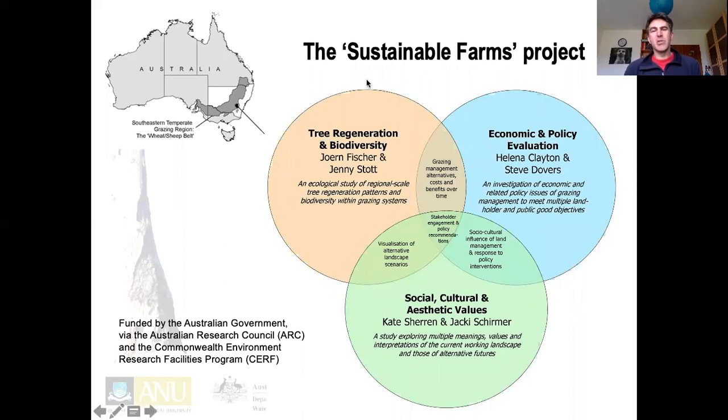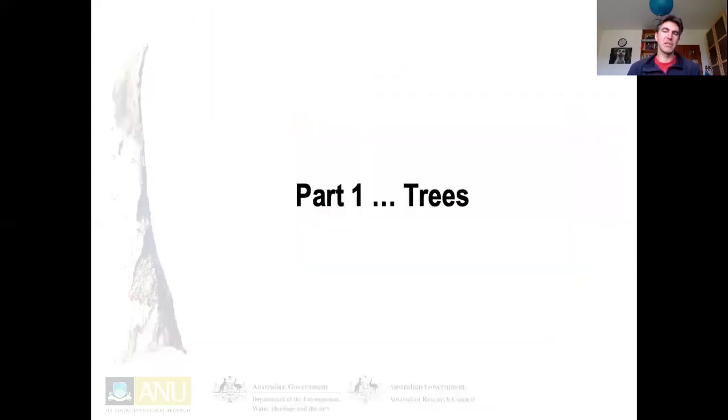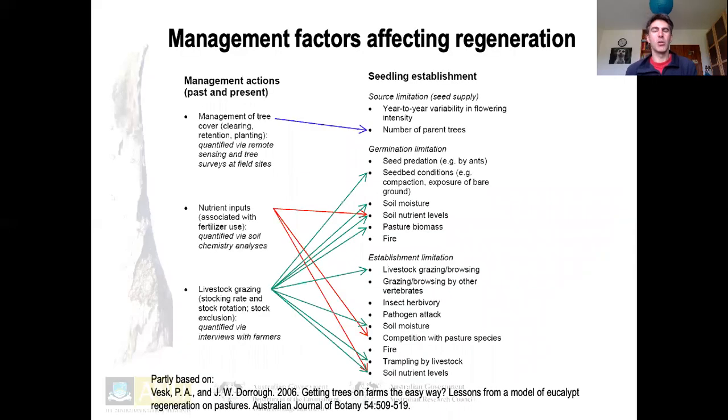We were looking at tree regeneration and biodiversity, also at economic and policy issues and social and cultural issues. I'll talk today only about the tree and biodiversity issues, and a tiny little bit I'll talk about the social aspects in terms of how farmers think about trees. So let's start with part one, all about the trees. Theoretically speaking, tree regeneration is a complex process. You have seedling establishment limited by a whole range of different factors.